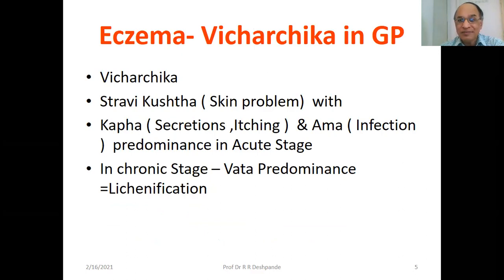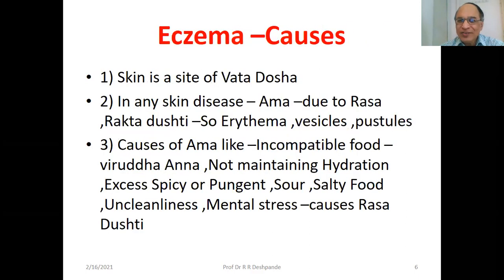Then Ama. Ama means super added bacterial infection that can be considered as ama. This is the specialty of the acute stage. But in the chronic stage, there is a vata dominance, which is seen by lichenification or hardening of the skin. Basically skin is a site of vata dosha according to Ayurveda. So in any skin disease, ama is the main culprit due to the rasa-rakta dushti.